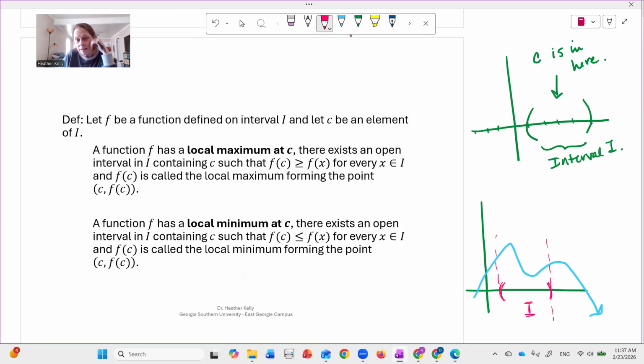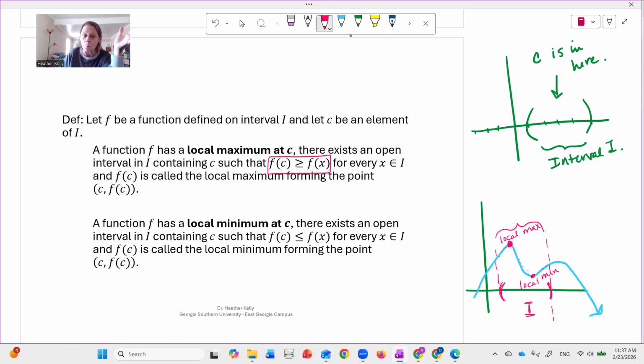And in just this piece right here, this would be the local max. And this would be the local min. So what I mean is that all the function values, so what this says here at local max, for the local max, it says that the value of this number is greater than any other number. That's what that f of c greater than f of x means.